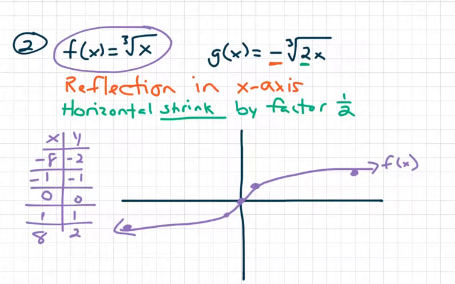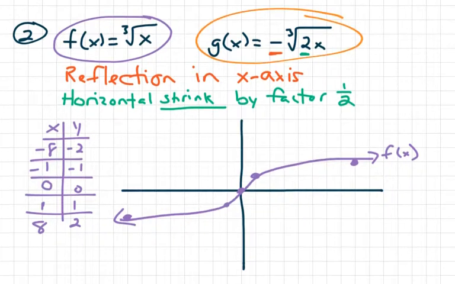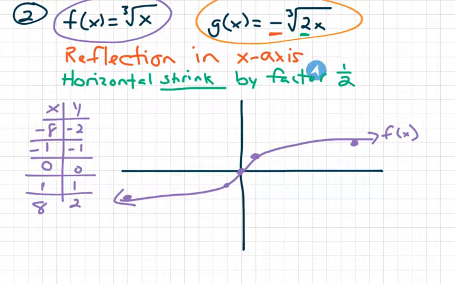Now g of x, I'm going to do in orange. Let me switch to orange here. I'm going to follow these directions in this order. I'm going to do the reflection in the x-axis and a horizontal shrink by a factor of 1/2. So I'm going to start here. Reflect it in the x-axis. So if it's 2 above, it'll be 2 below. And this is 8 units away from the y-axis.